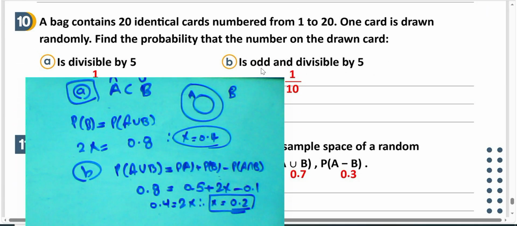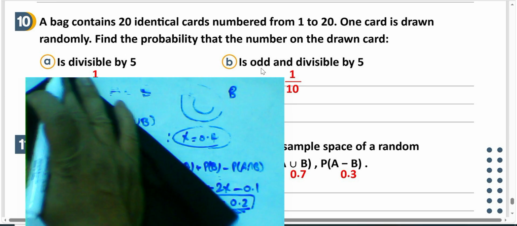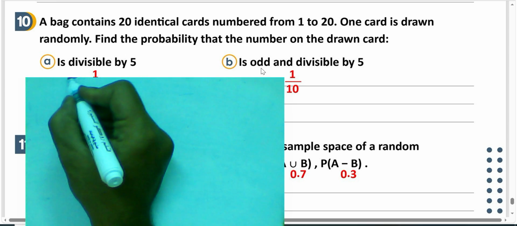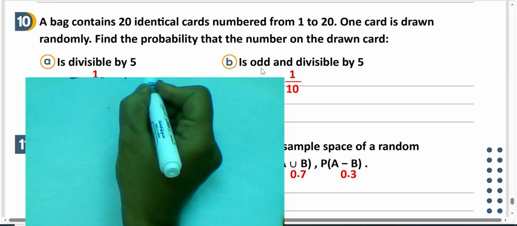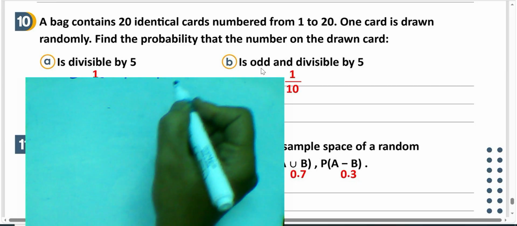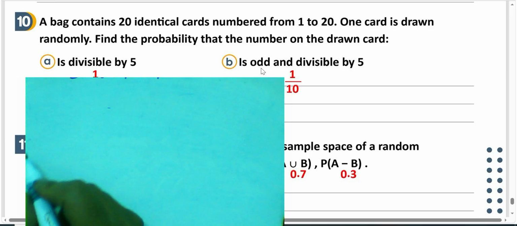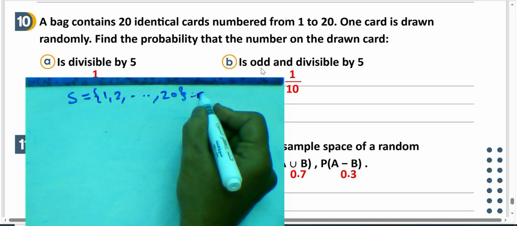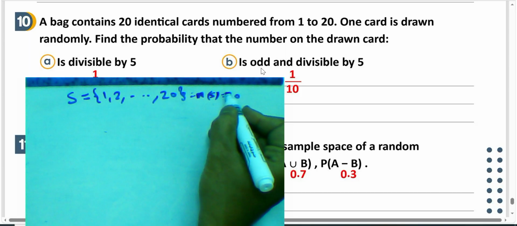Next question here. A bag contains 20 cards with numbers from 1 to 20. So the sample space is randomly 1 to 20. Okay, this is the sample space, and the number of elements will be 20.